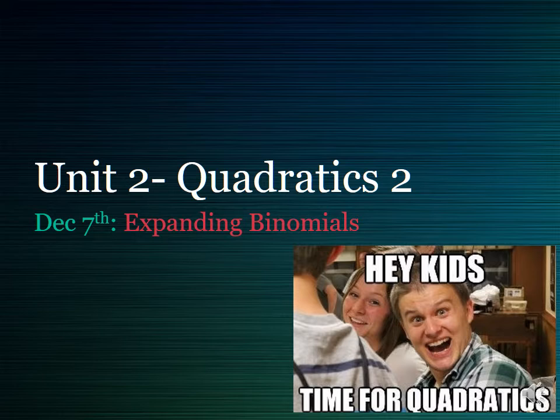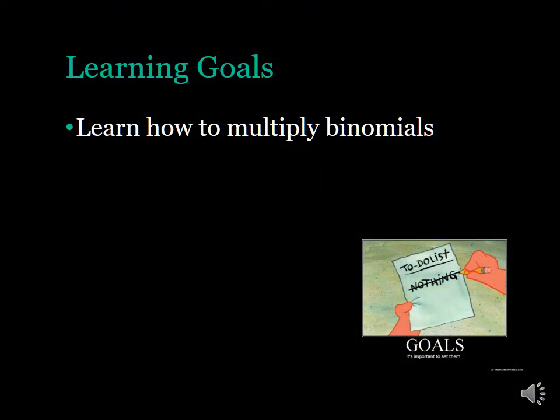We are moving on to our second unit, and this entire note is handwritten, so there's no handouts to go with this to fill in. This is our second quadratics unit, often found to be the harder of the two, but definitely you guys can do it. And today we are going to expand binomials. Our learning goal is simply to learn how to multiply binomials.